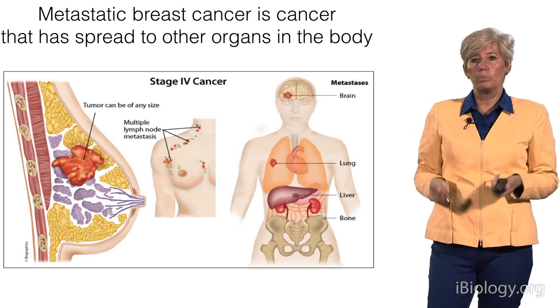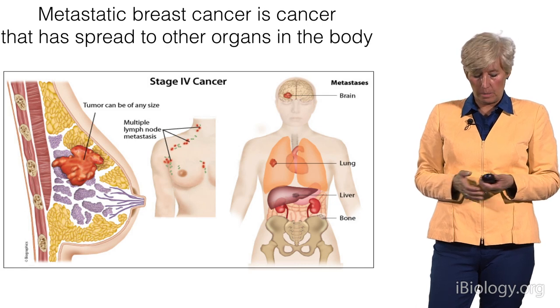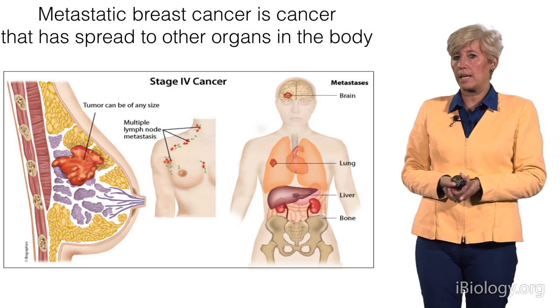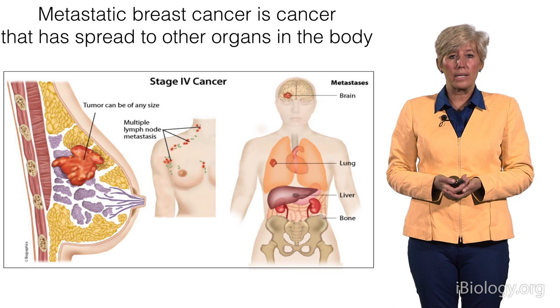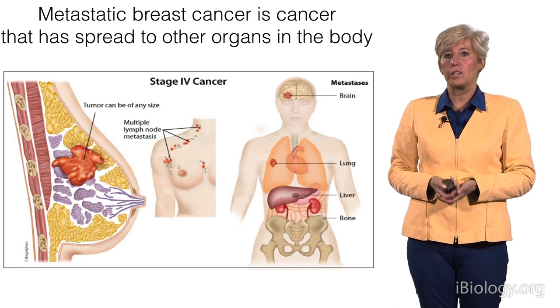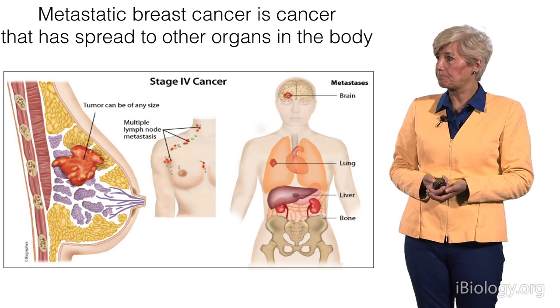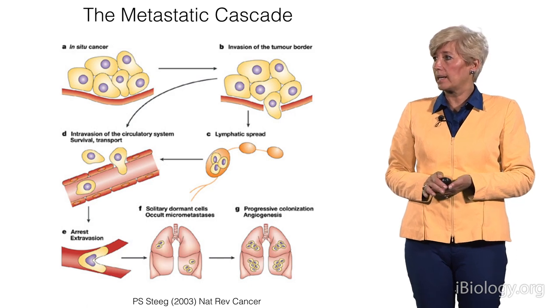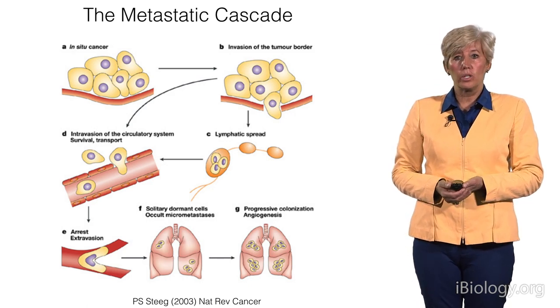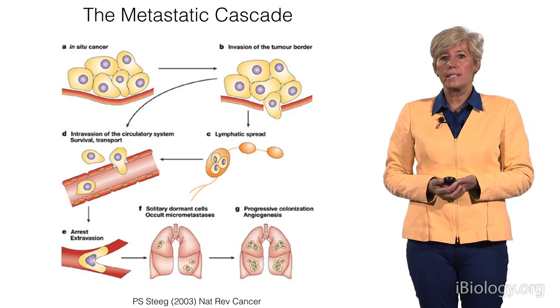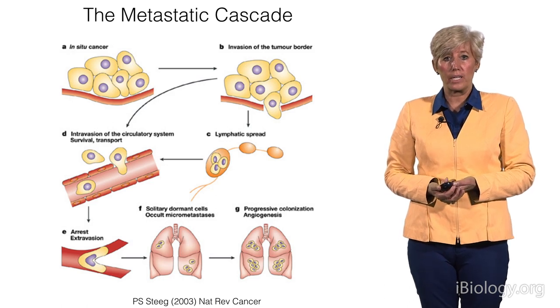But it's when the tumor moves, this is ultimately what kills our patients. And so we need to understand the metastatic process, and we need to learn how to target that metastatic process. So what is the metastatic cascade? Well, a tumor originating in the breast has to change and get certain properties.